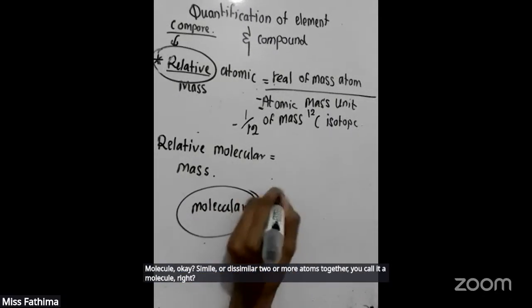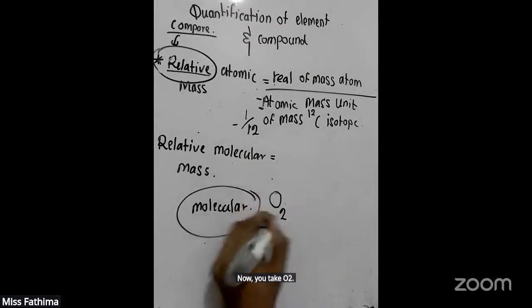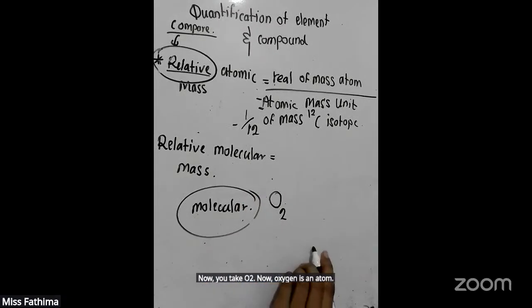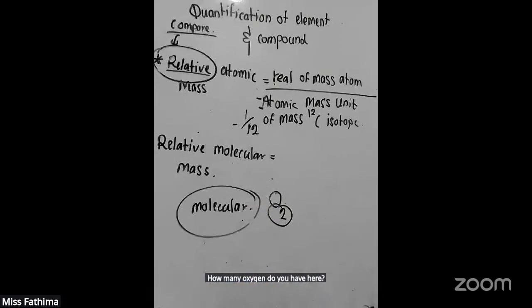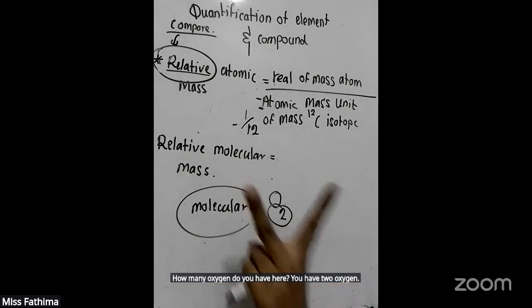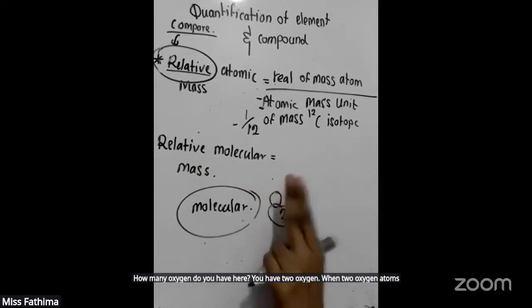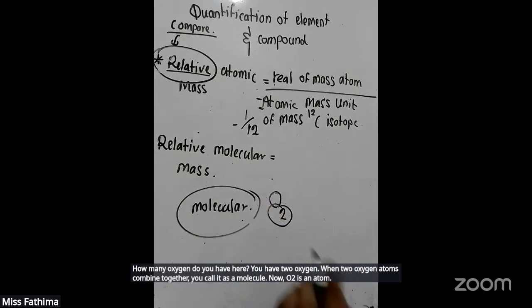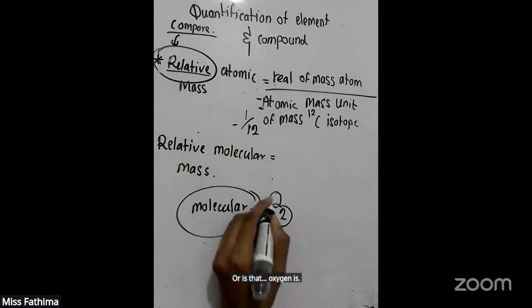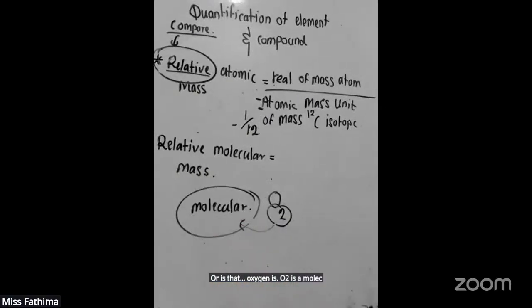Now you take O2. Oxygen is an atom. How many oxygens do you have here? You have two oxygen. When two oxygen atoms combine together, you call it a molecule. Now, is O2 an atom? No. O is an atom. Oxygen is an atom. O2 is a molecule.